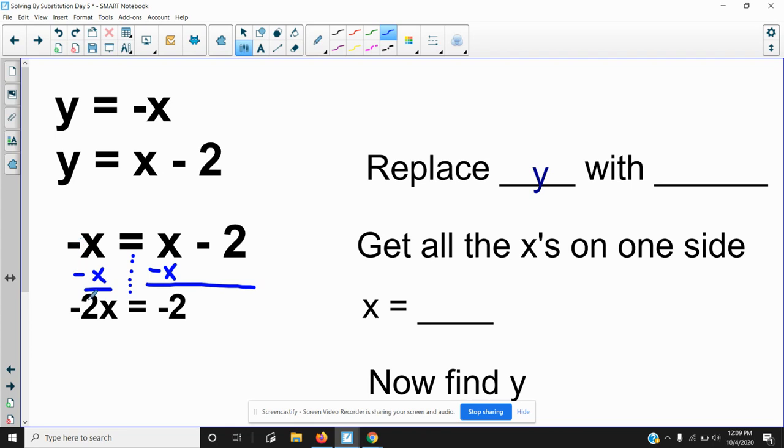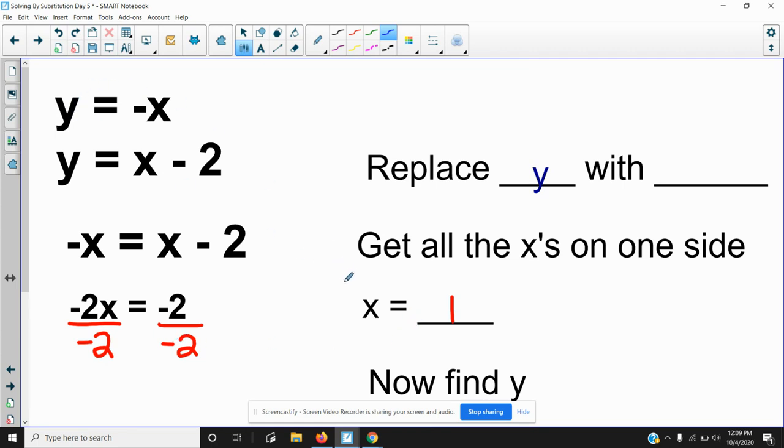So when we subtract x here, we don't get nothing, we get negative 2x. This cancels, and we're left with negative 2. Now we still need to get x 100% all by itself, so what we need to do is divide both sides by negative 2. And it's really important that we remember to write that negative down. So now we know that x is equal to negative 2 divided by negative 2, which is 1.